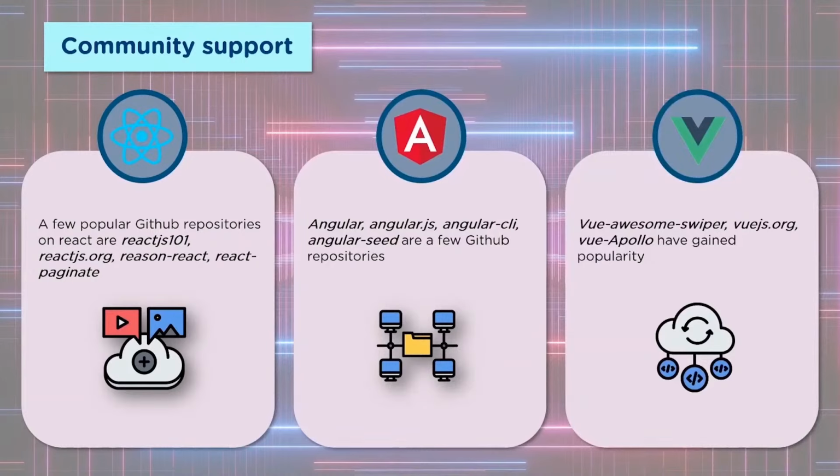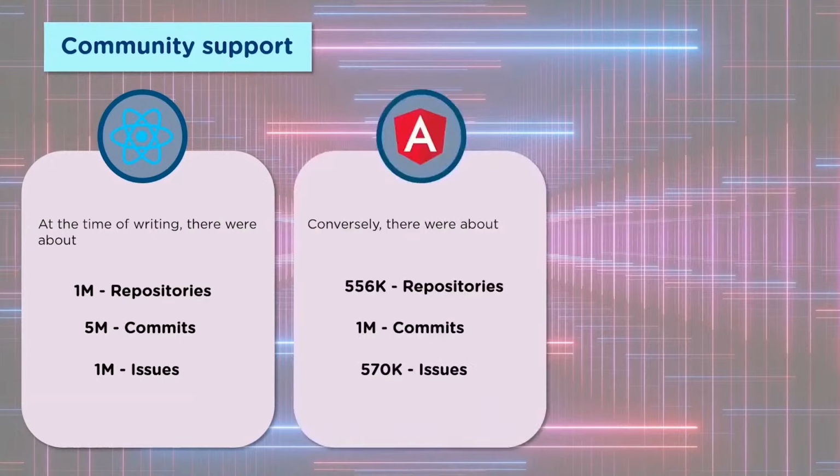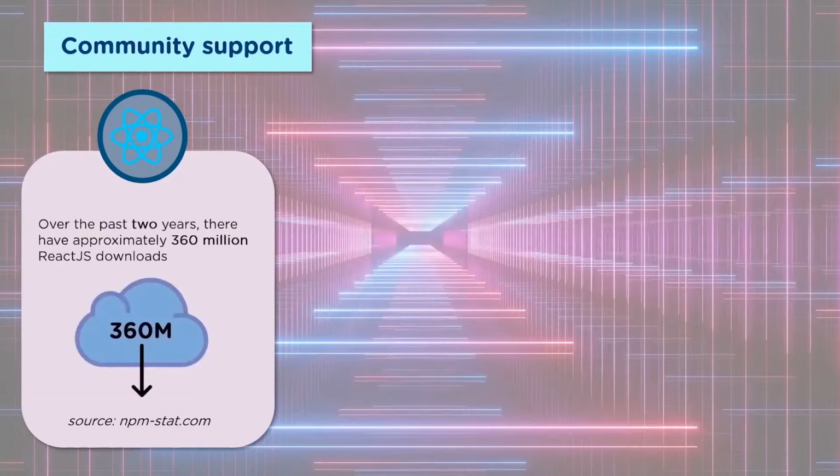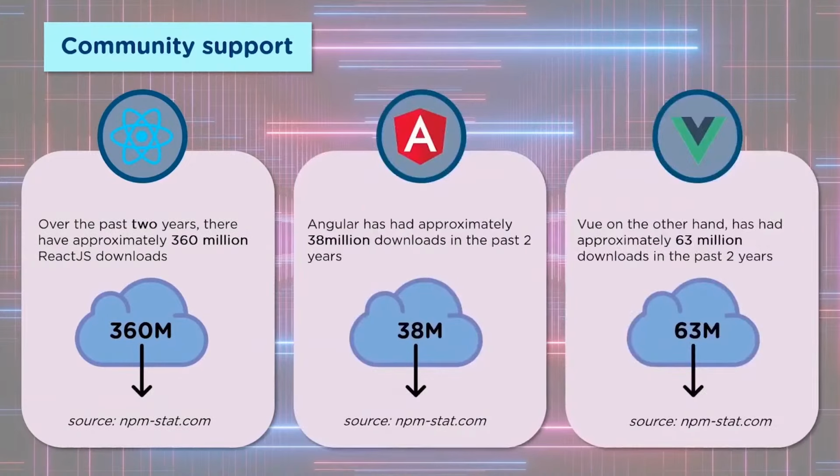All of them surely have a very happening community. At the time of writing, there were about 1 million repositories, 5 million commits and 1 million issues with respect to React. Here are the figures for Angular and here are the figures for Vue. According to NPM Stat, over the past 2 years, there have been approximately 360 million React.js downloads. There have been around 38 million downloads for Angular and around 63 million downloads for Vue.